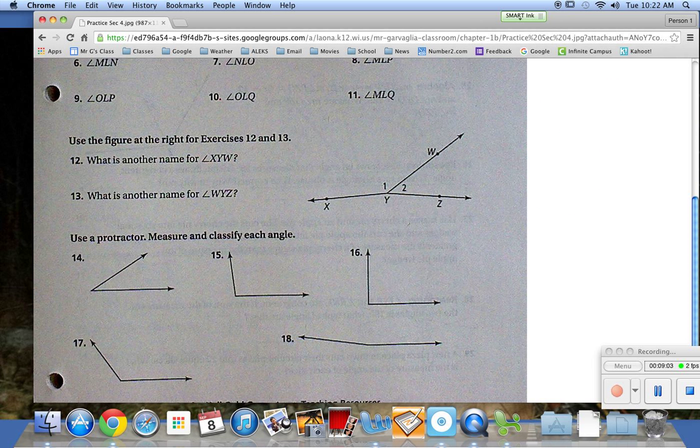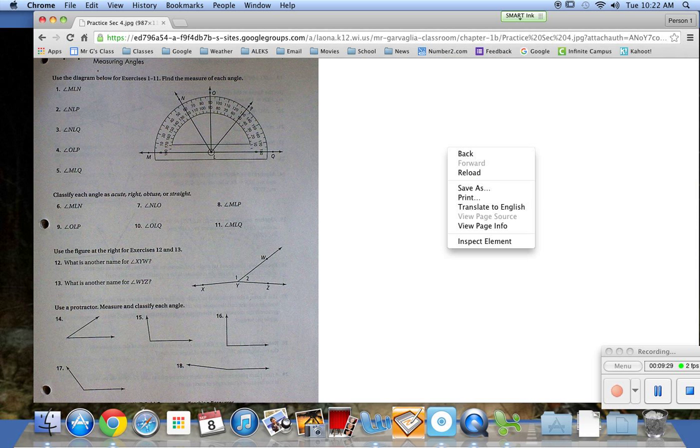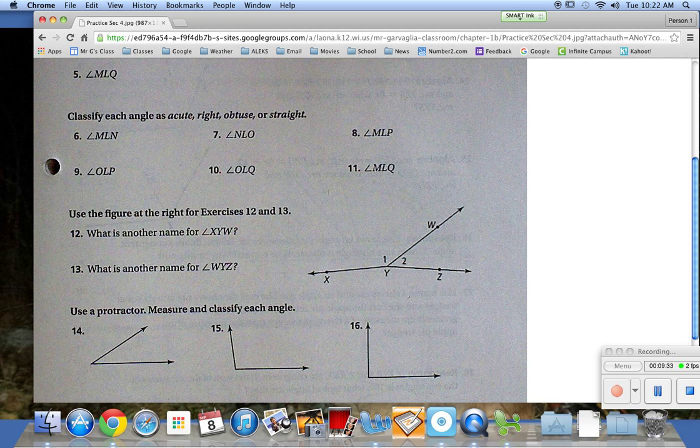All right, let's see. What is another name for angle XYW? Damien, what's another name for an angle XYW? What is it, Damien? XYW. Is it less than or greater than 90? It's greater, so it'd be obtuse.